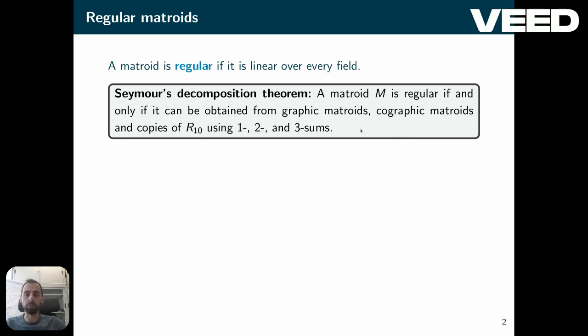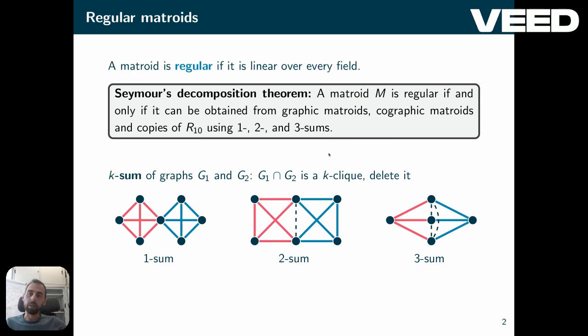Okay, so what are these operations? Let me give a definition for graphs first. If you're given two graphs, G1 and G2, then for an integer k, the k-sum of these two graphs is defined by taking a k-clique in both graphs, identifying the vertices of these k-cliques, and deleting the edges of the clique itself. Here on these figures, you can see an example for a 1-sum, a 2-sum, and for a 3-sum of two graphs. And it turns out that these operations can be extended to matroids as well. I will not go into the details here.